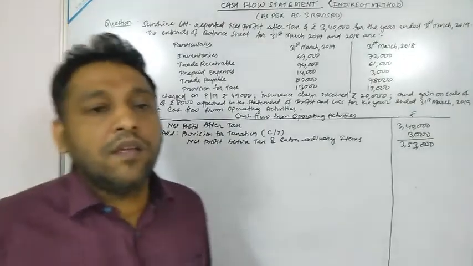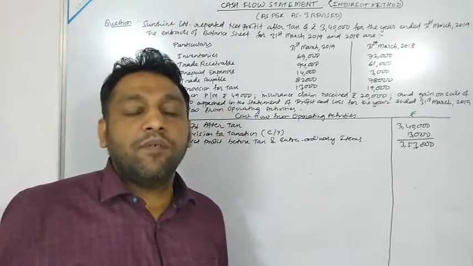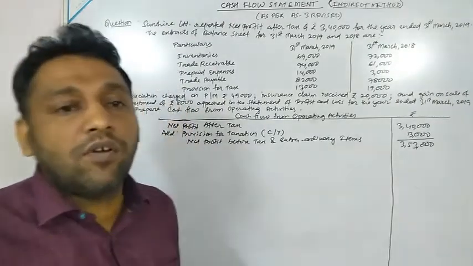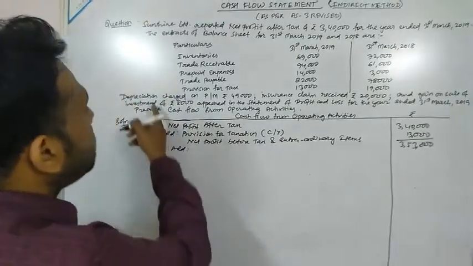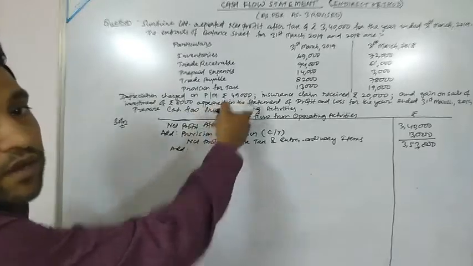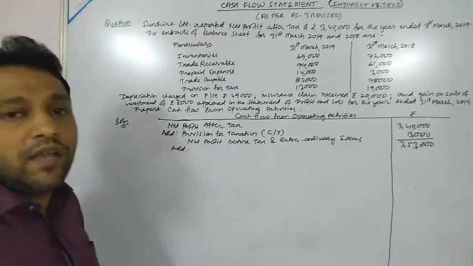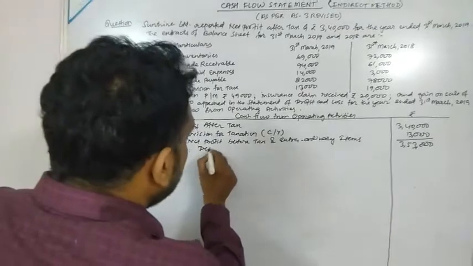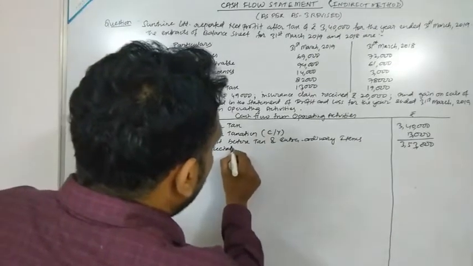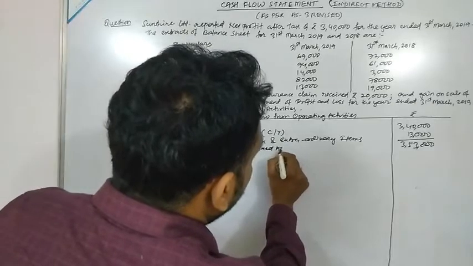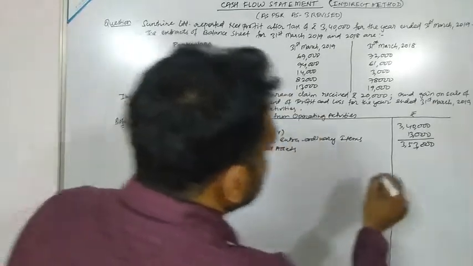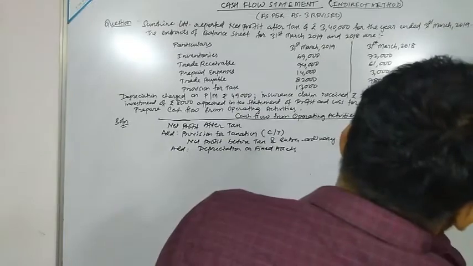Now we have to add the non-operating expenses. If there is non-operating income, we have to deduct it. So add, what do the non-operating expenses include? Depreciation charged on plant and machinery, given as 49,000. So this would be added: depreciation on fixed assets, 49,000.